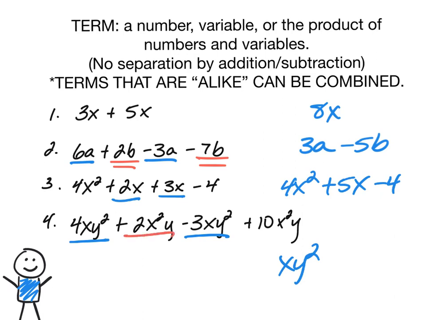The next term to look at is the 2x squared y, and we do have a 10x squared y. Well, they both have an x squared and then a single y. So those are like terms. 2 plus 10 makes for 12x squared y.